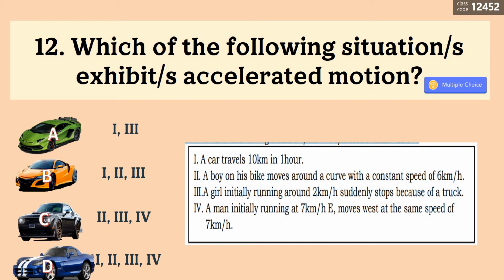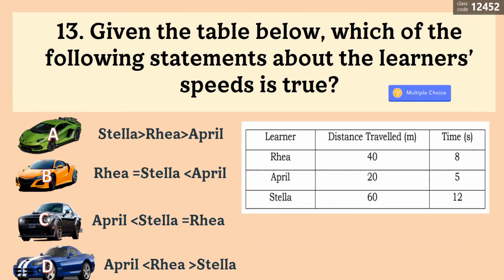Very good. The correct answer here is letter C. 2, 3, and 4. Okay, so let's move on with question number 13. Given the table below, which of the following statements about the learners' speeds is true? Learners are Rhea, with a distance traveled of 40 meters in time 8 seconds. April, distance traveled 20 meters, time 5 seconds. Stella, distance traveled 60 meters and time is 12 seconds.